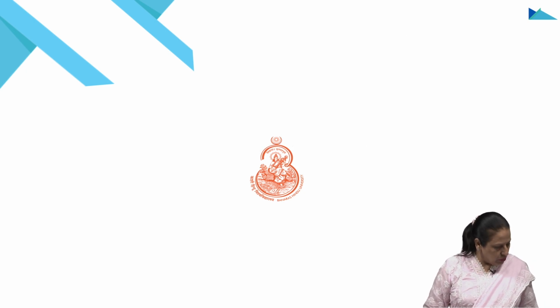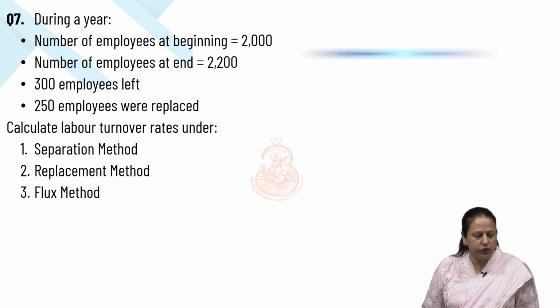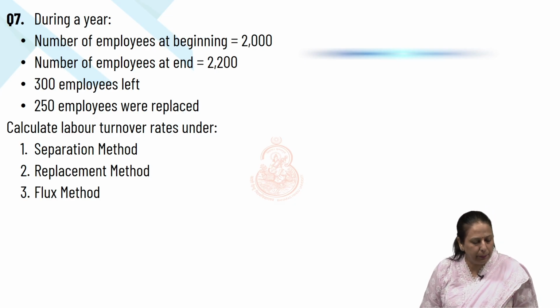So, in the last question again we have all three methods to be used. We have the number of employees in the beginning and the number of employees at the end, out of which 300 employees left, which is known as the separation, and 250 employees were replaced during the year. You are required to calculate the labor turnover rates using all three methods. First is the separation, then the replacement, and the last one is the flux method.